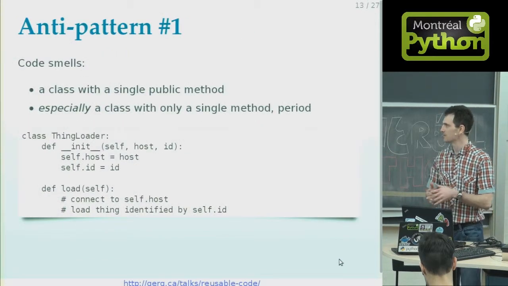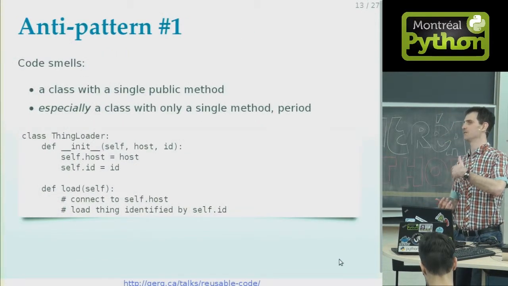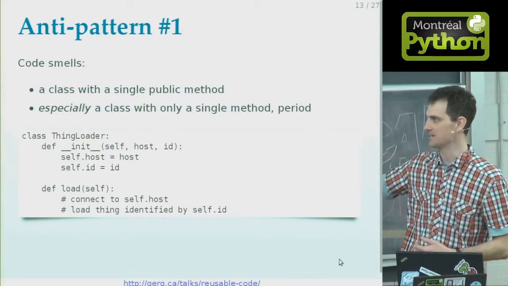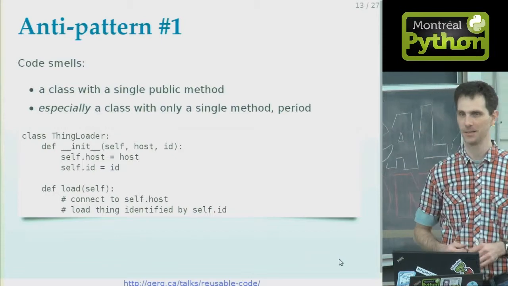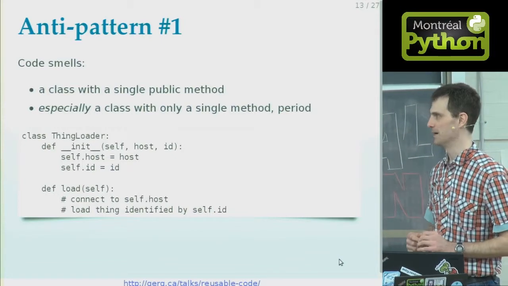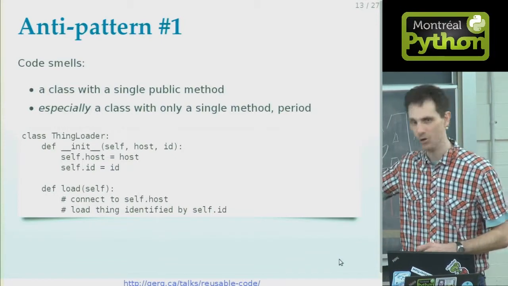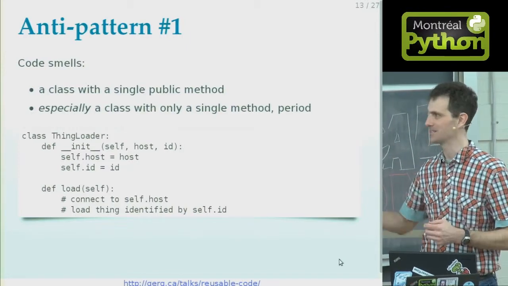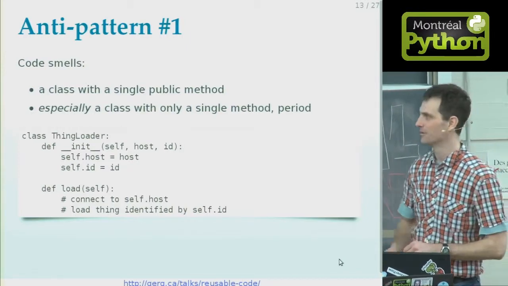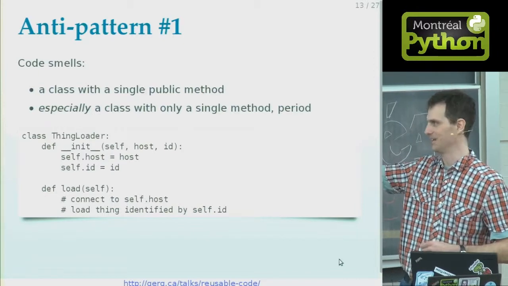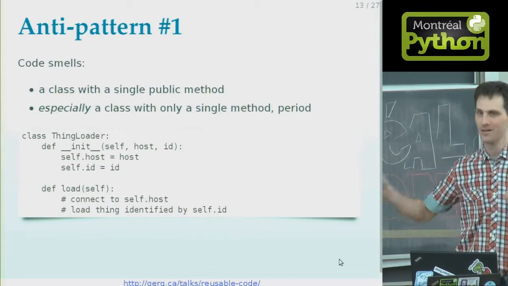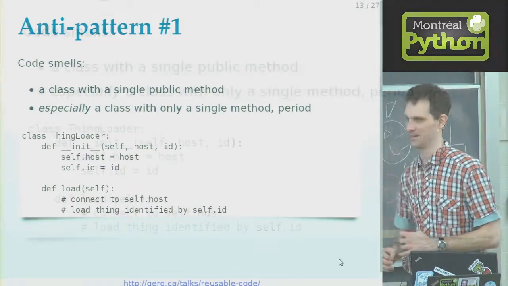So here is a code smell that verges on anti-pattern. If you see something like this, a class with a single public method, that is a code smell. If that single method is the only method, period, and it's not particularly long or complex, that is an anti-pattern. In particular, this thing loader with only a load method, and if there's like 10 or 20 or 30 lines there, there is no need for this to be a class.